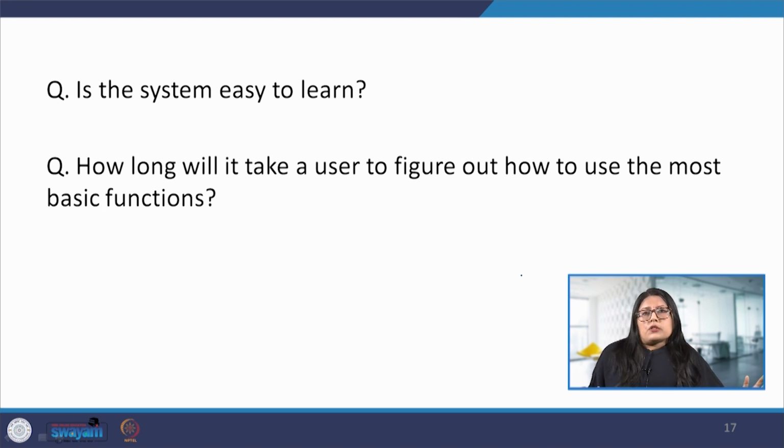If I ask how long it will take a user to figure out how to use the most basic functions, it is a more clear-cut, more answerable question. I can tell it will take half an hour, or 1 hour, but the first question is very open-ended. Easy or not will depend on a lot of factors, but when we talk about how much time, maximum, minimum, then we can put that in a bracket. So it becomes easy for us as designers to improve if some kind of improvement is required there.